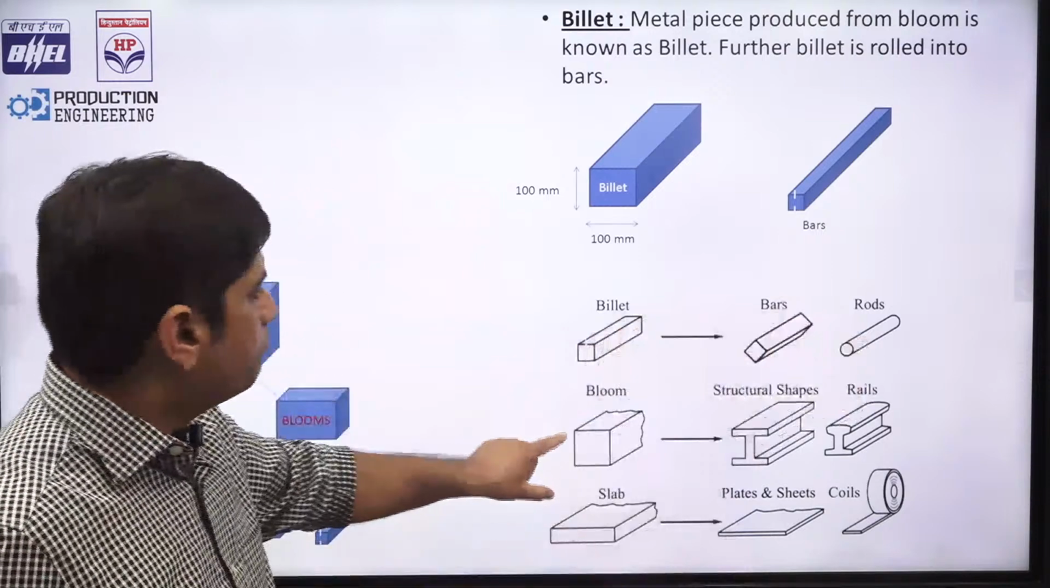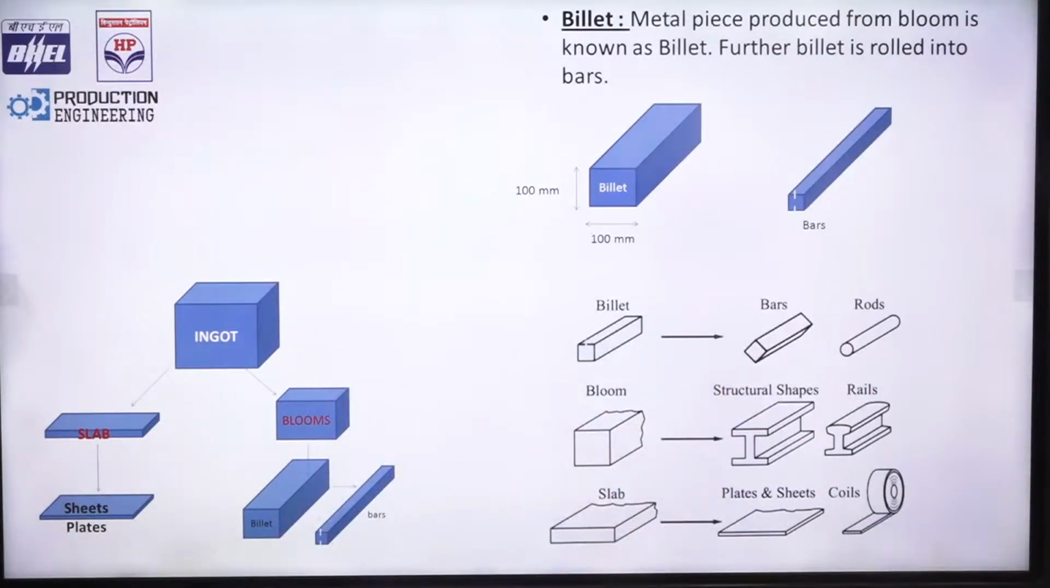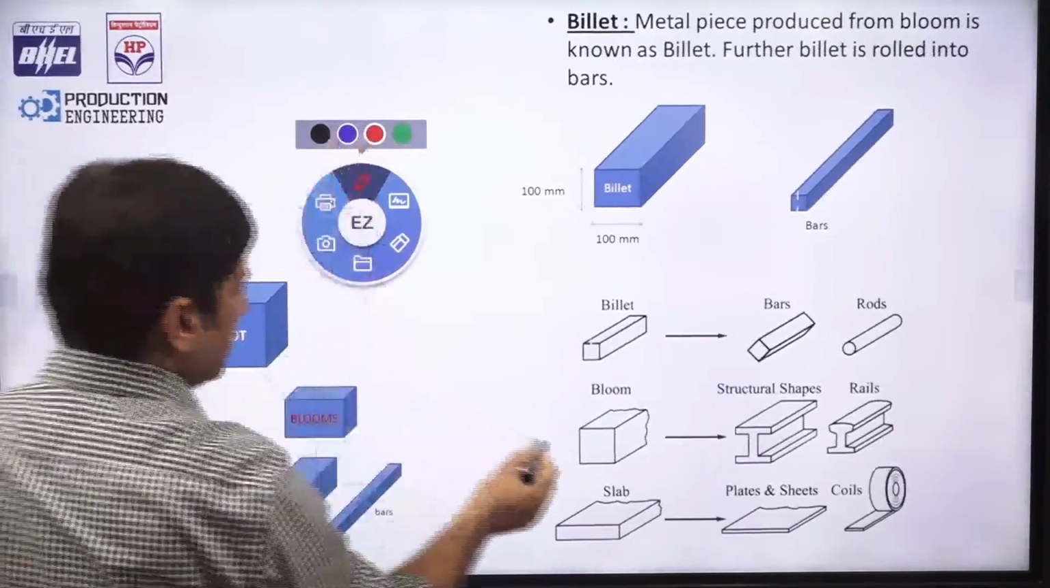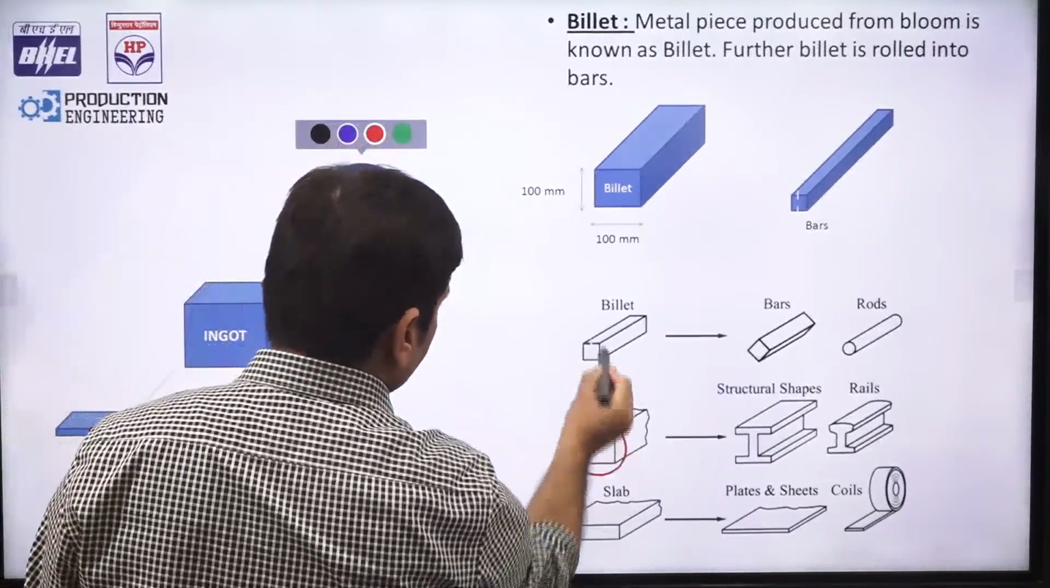From bloom you get the structural shapes further, and as I told you, bloom can be a rectangular section or a square section, and from slab you get plate, sheet, coil. These diagrams are very important, from where you can make up your mental map about these shapes. So this can be rectangular, but this is the square.